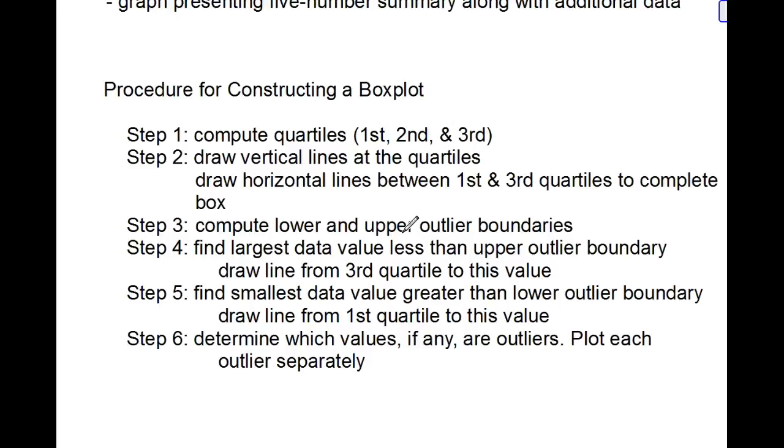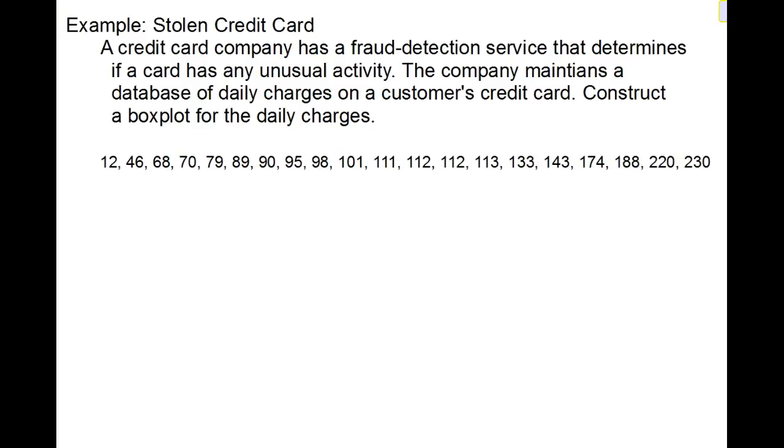And what we'll do is, once we compute those boundaries, we will find the numbers of our data values that are just inside there and draw lines from the box to those values. And then on outliers, we'll just put an X. So let's look at what this actually looks like.